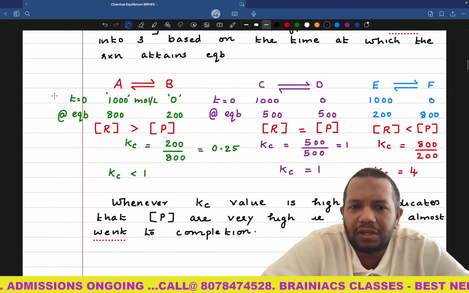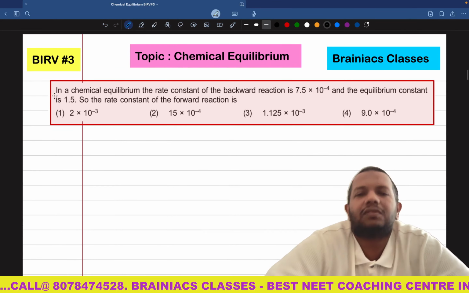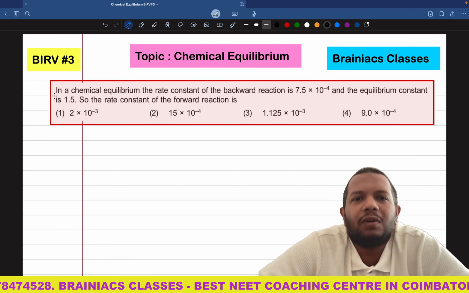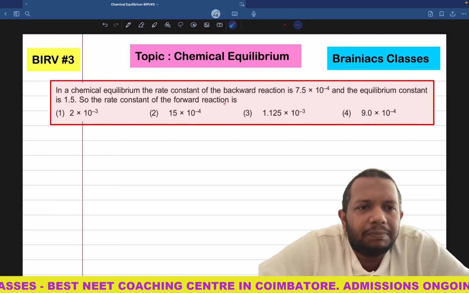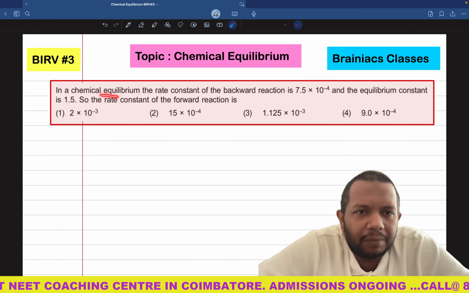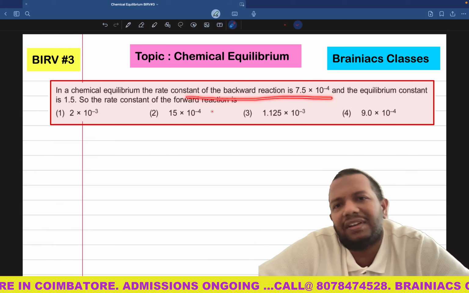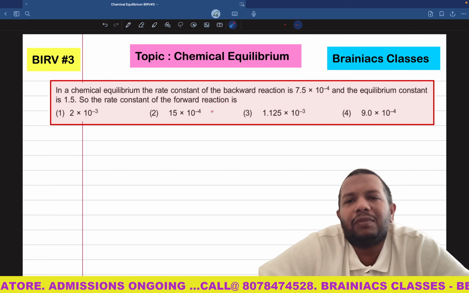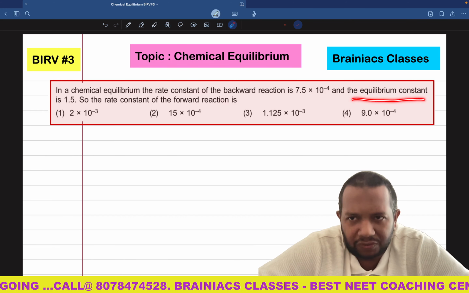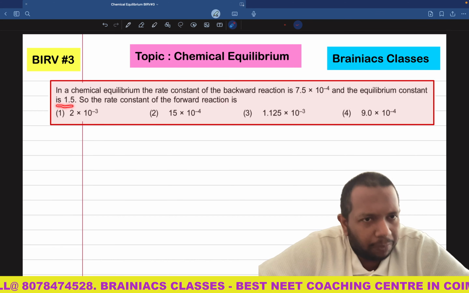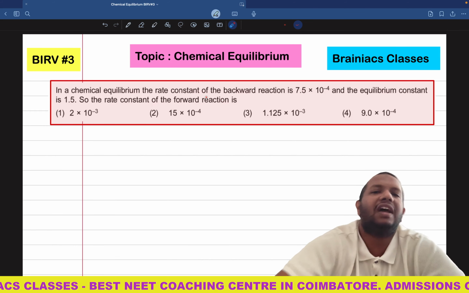Shall we go to the next question? So we have the next question in front of us. All of you please go through the question. The question looks simple. In a chemical equilibrium, the rate constant of the backward reaction is given as 7.5 into 10 power minus 4, and the equilibrium constant is 1.5. They are asking for the rate constant of the forward reaction.